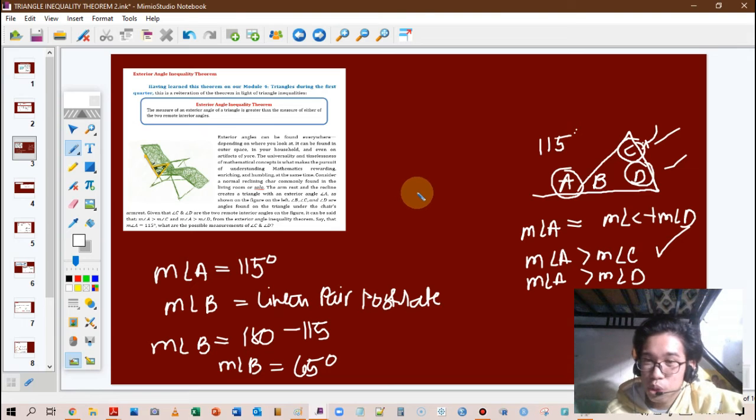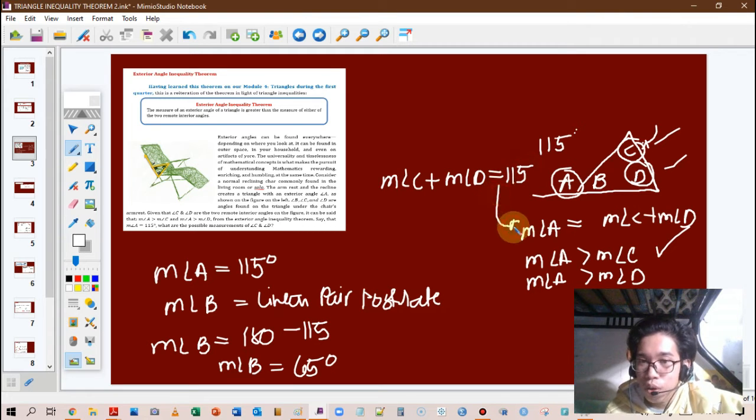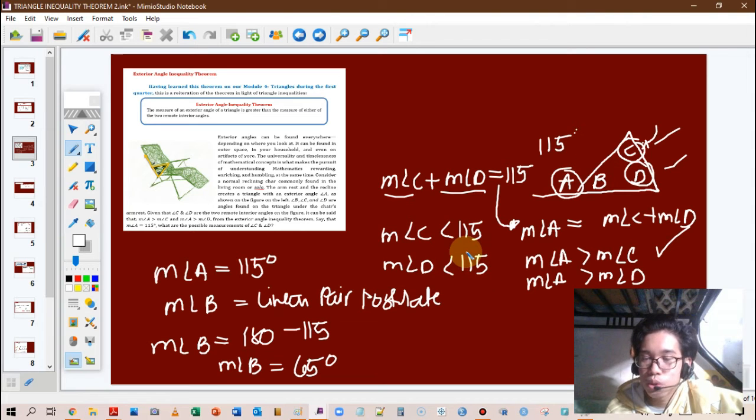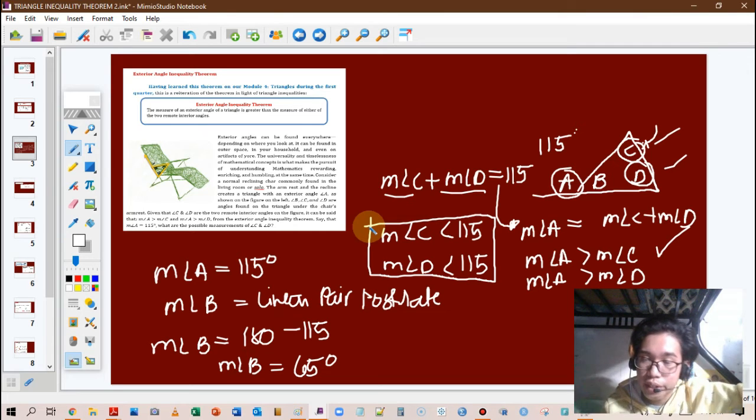So what are the possible measurements of angle C and angle D? We know that the measurement of angle C plus the measurement of angle D should give you 115 degrees, based on the exterior angle theorem that we learned during the first quarter. But we're asking what are the possible measurements of angle C and angle D. Therefore, the measurement of angle C should be less than 115 degrees, and the measurement of angle D should also be less than 115 degrees. It cannot be greater than 115 degrees in order for us to create a triangle for this type of problem.